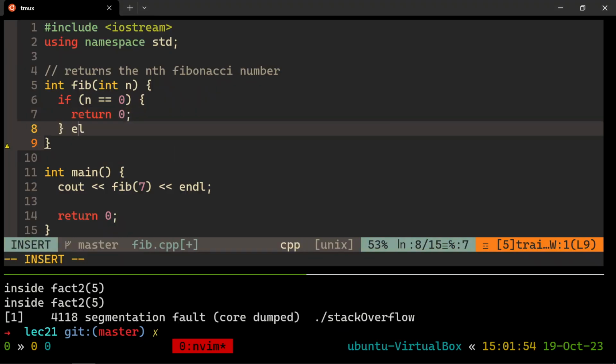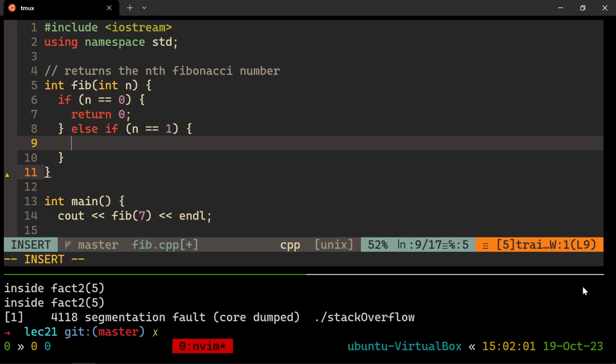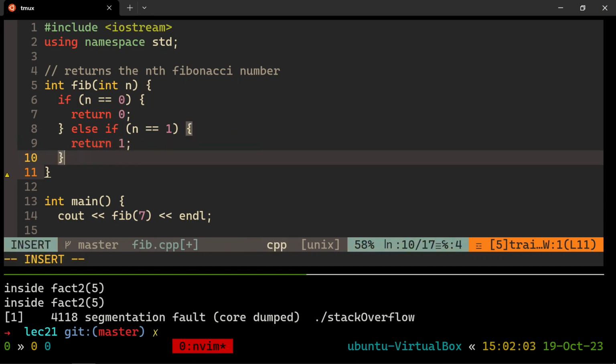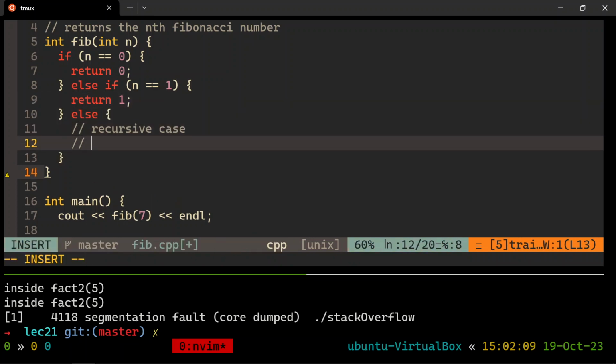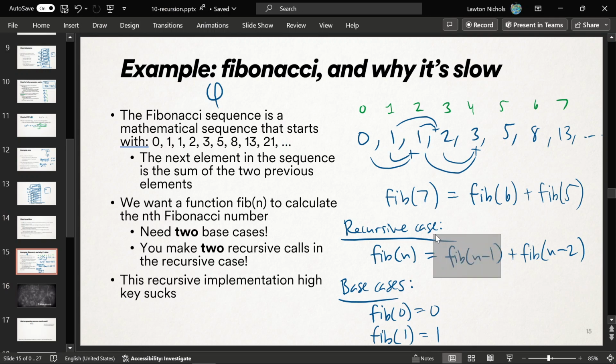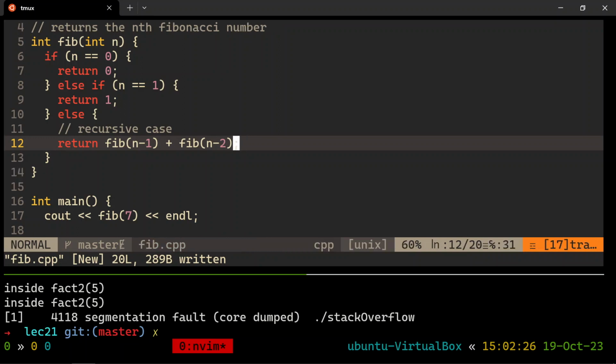Else if n is 1, that means we're in the other base case. We've got to return 1. See that? Otherwise, else, then we're finally in the recursive case. My answer is the nth Fibonacci number is the n minus 1th Fibonacci number plus the n minus 2th Fibonacci number. Okay? That'll be how that works. Fib of n minus 1 plus fib of n minus 2. Make two recursive calls. That's so cool.